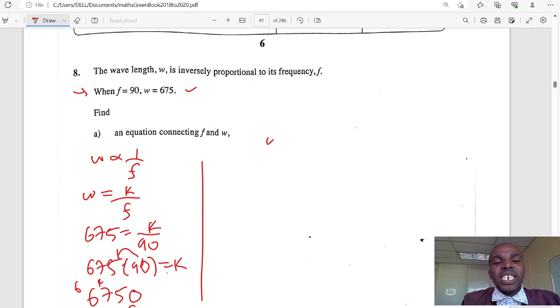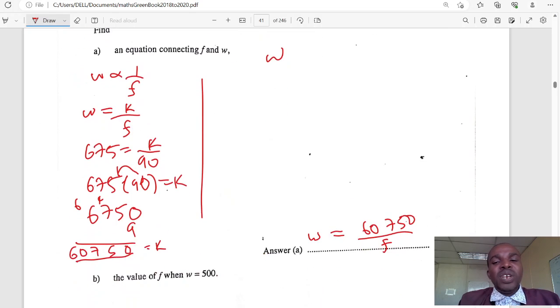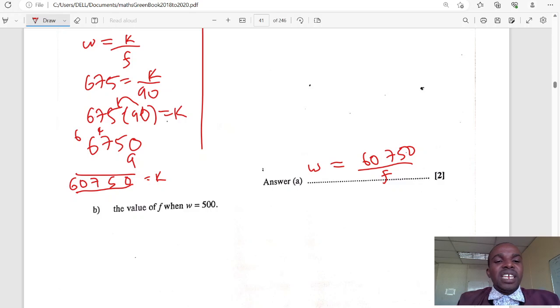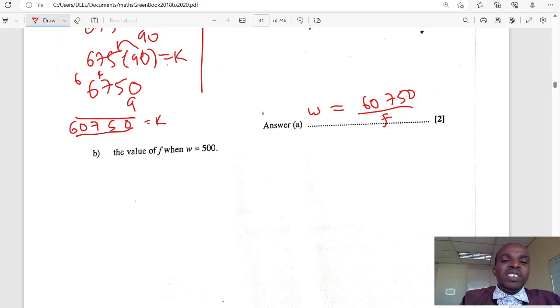So our equation connecting W and F is W equals, then replace your K, 60,750 over F. So this will be the equation connecting W and F. Done. Next, find the value of F when W equals 500. So it's just a matter of substitution: 500 equals 60,750 over F.